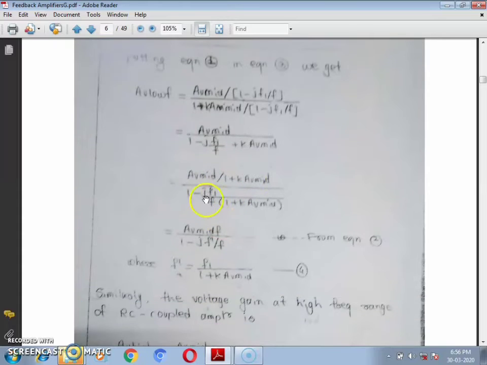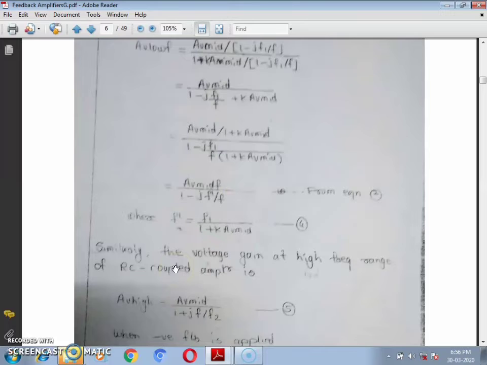We will take 1 plus KAV mid as common from the denominator and move it to the numerator. So finally AV mid divided by 1 plus KAV mid, divided by 1 minus J times this term. And we know that AV mid divided by 1 plus KAV mid is the voltage gain with feedback, which is AVF. And let us define one parameter as F1 dash, which is F1 divided by 1 plus KAV mid.